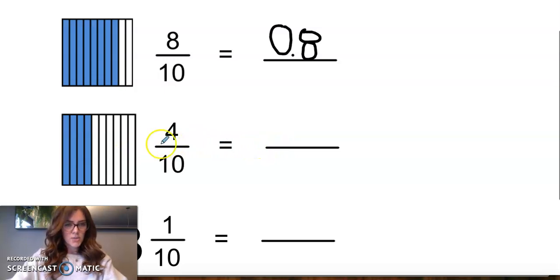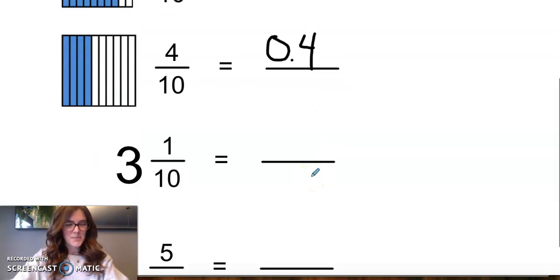Again, we have our picture and we have our fraction, which is 4/10. So we don't have any whole numbers, so we have 0 and 4/10, just like that. Let's go to our next example. Okay, so this time we don't have a picture, which is fine. We should be able to do this on our own.